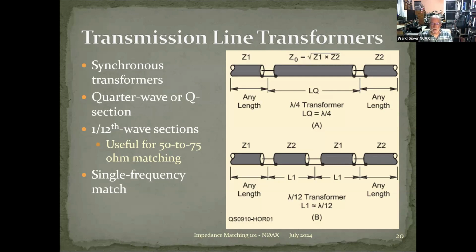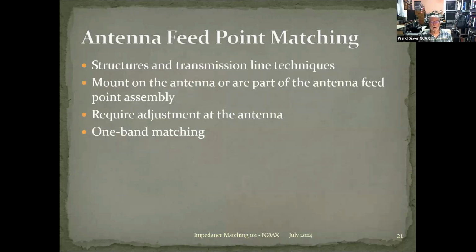Now, these are single frequency matches, so they only work perfectly at the frequency at which the matching sections are exactly the electrical wavelength specified. And as you get away from that frequency, the match is not as good, but it's generally broadband enough that it makes a pretty good match. These are called synchronous transformers. There's a whole lot more than 1/4 and 1/12 wave, and there's a lot of tricks that the RF engineers have come up with. Okay, now let's talk about feed point matching right at the antenna.